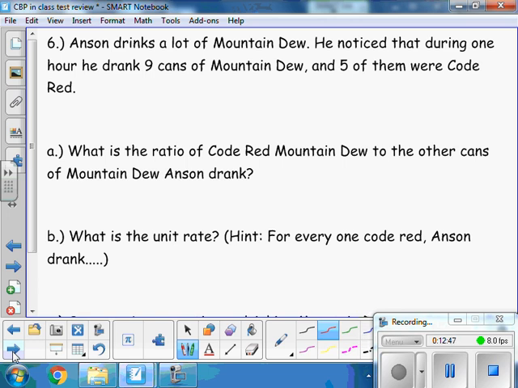Anyway, he noticed that during 1 hour, okay, I'm going to underline that so I don't lose track of it. I'm not going to scratch it out. I'm going to underline it because that seems like something I should know. He noticed that during 1 hour, he drank 9 cans of Mountain Dew, so that's important. And 5 of them were code red. Okay, got my stuff. Press pause, you work it out, and come on back.